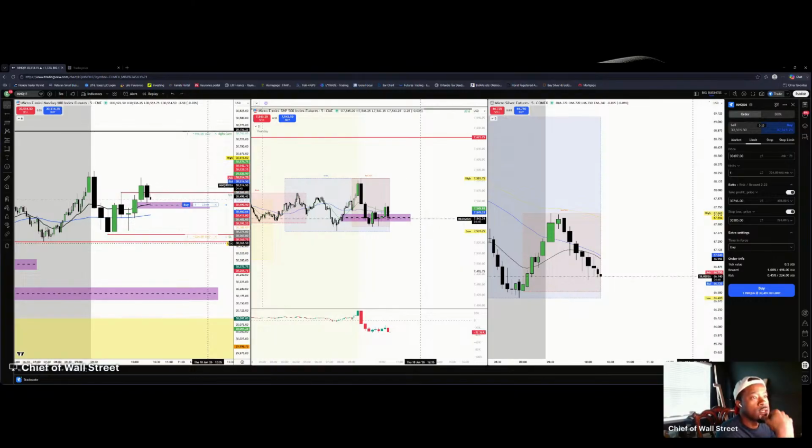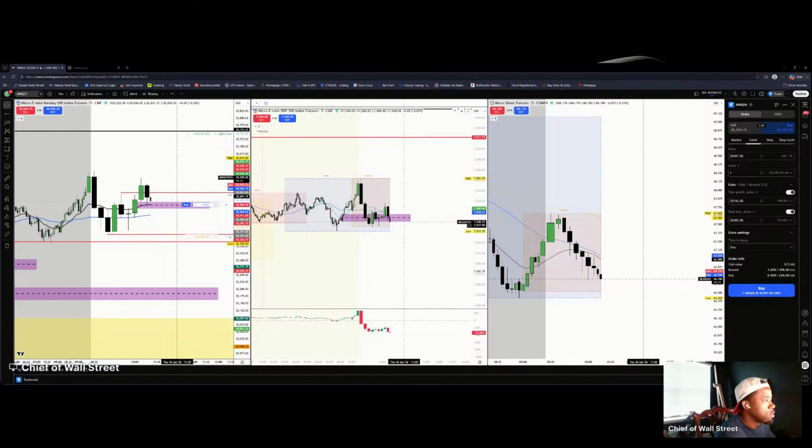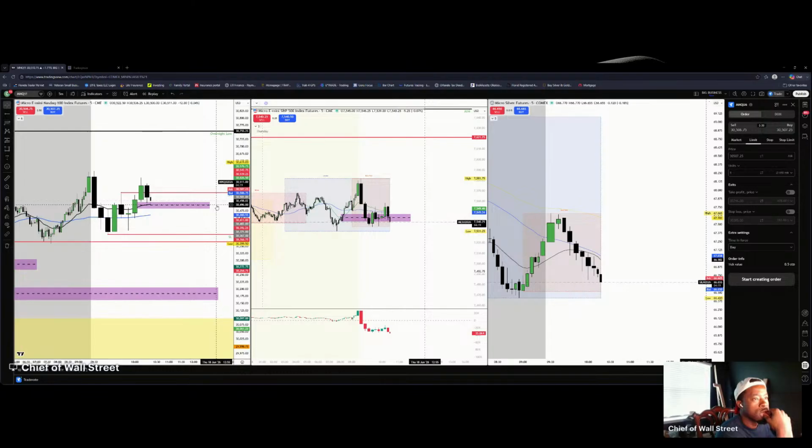Well, we got a nice rejection though. Nice rejection here. We playing around with the box here. So what I'm gonna wait to see for MES, which is this one, we got to get an explosive candle back to the upside and get it on that retracement. So I'm gonna wait for this entry.